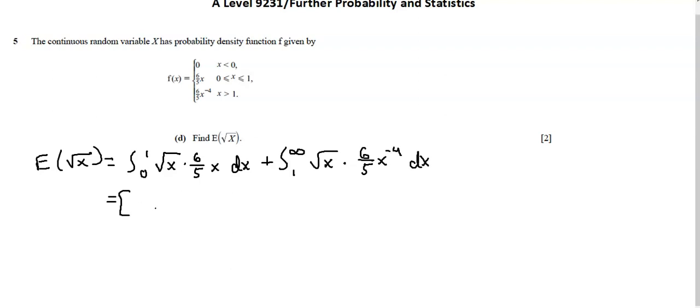Integrating, on the left I have square root of x times x, which is x to the power of 3 over 2. Integrating will end up with x to the power of 5 over 2. We have a multiplier of 6 over 5 to begin with, and we now want to divide by 5 over 2, which is our new exponent, or we can multiply by 2 over 5. And this is from 0 to 1.